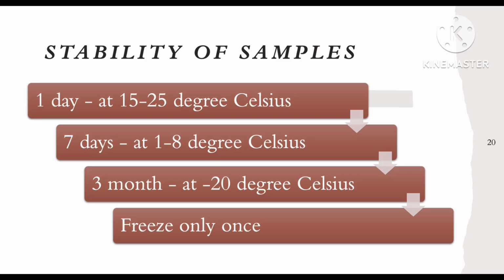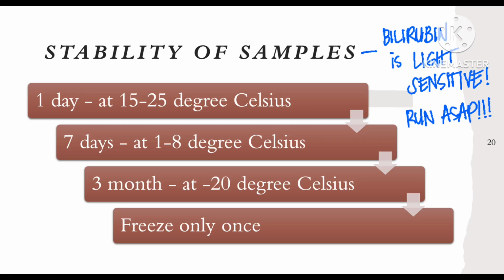Our samples are stable for 1 day at room temperature, that's 15 to 25 degrees Celsius. They can be stable for up to 7 days at refrigerator temp, that's 1 to 8 degrees Celsius. They are stable up to 3 months if we freeze them at negative 20 degrees Celsius. And make sure, class, that you only freeze your samples once. Freeze thawing will destroy our analytes. But remember, class, that one characteristic of bilirubin is that it is easily degraded. So you must run and analyze the samples ASAP.